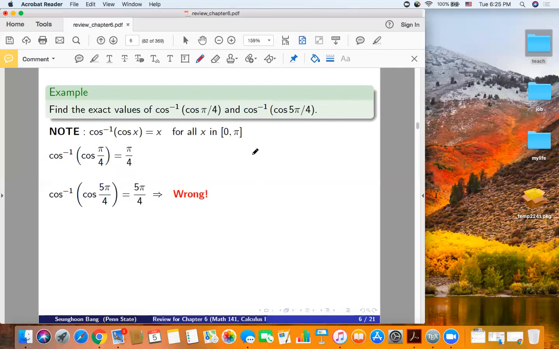So this is wrong. How can you solve? You have to move 5 pi over 4 to the domain 0 to pi. So how can we change? Do you know this one? Cosine 5 pi over 4 equals cosine 3 pi over 4. So what do you think? Is it right?